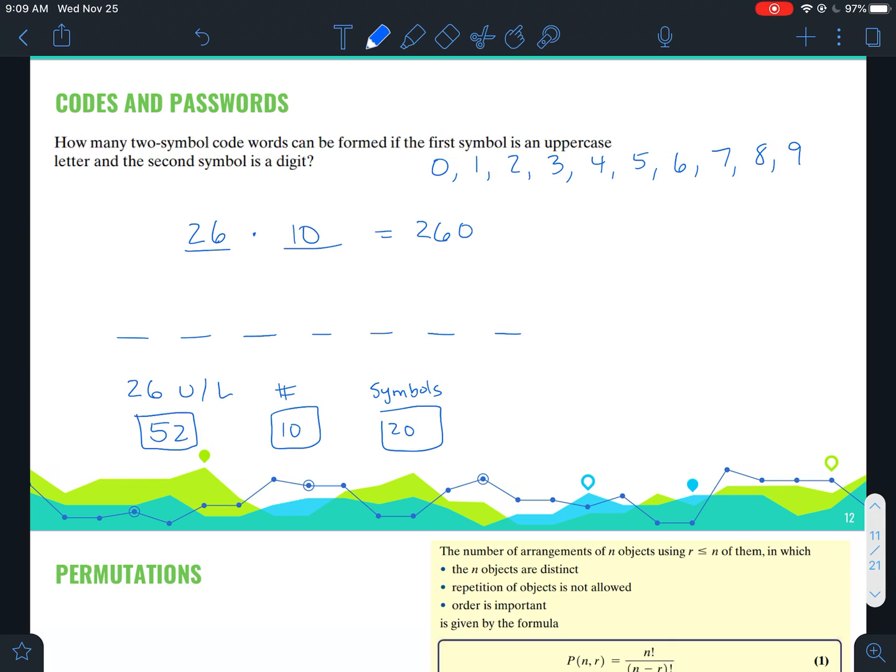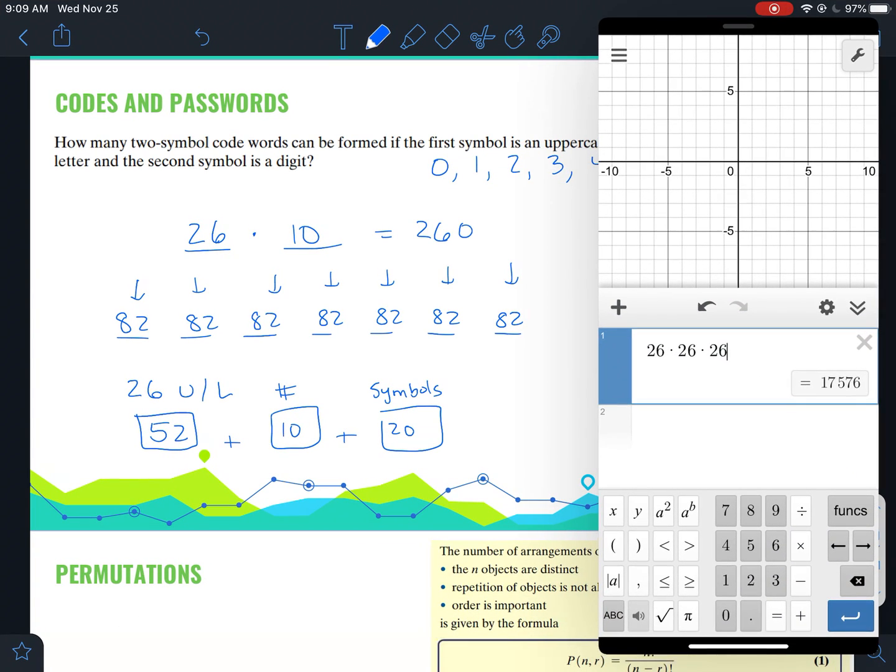Well, then for every single option for each of these, if you had a password that's 7 items long, then you have 52 plus 10 plus 20 different options for each of those symbols. So 82 options for each part of your password. And so if we did that, it would be 82 to the 7th power. And so that's how many options you would have.